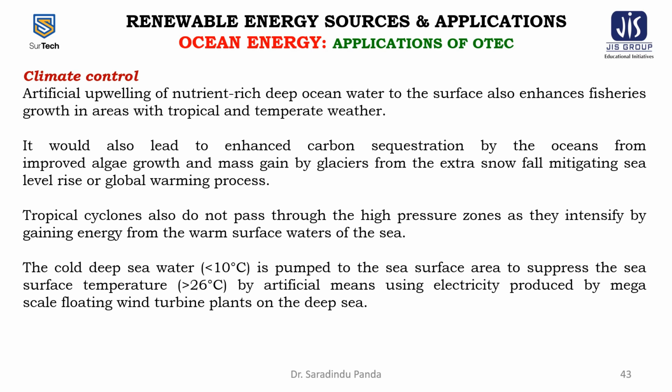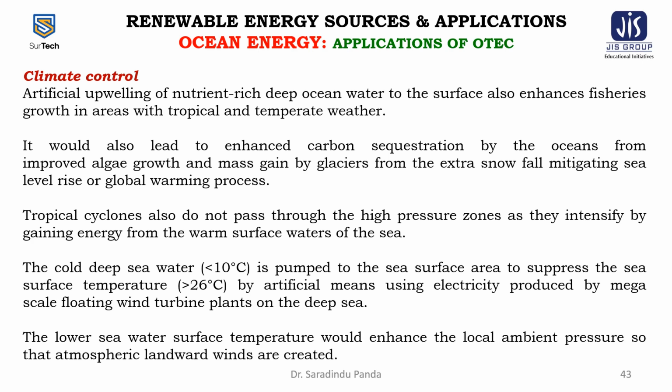The cold deep sea water is pumped to the sea surface area to suppress the sea surface temperatures by artificial means, using electricity produced by mega scale floating wind turbine plants on the deep sea. The lower sea water surface temperature would enhance the local ambient pressure so that the atmospheric landward winds are induced.